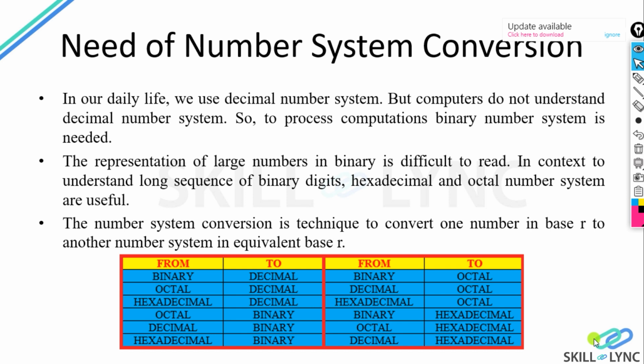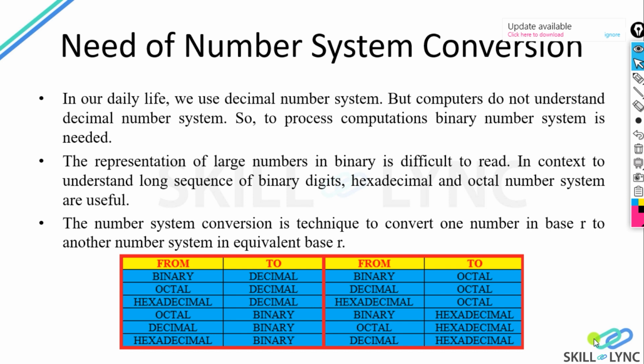So in our daily life, what we do, what we see, everything is in decimal number system. But the computers do not understand the decimal number system. They understand the binary format. As binary format is very large, so large memory is required for the same. So it is very difficult to represent long binary numbers. So for those long sequences of binary digits, we prefer hexadecimal or octal number systems.